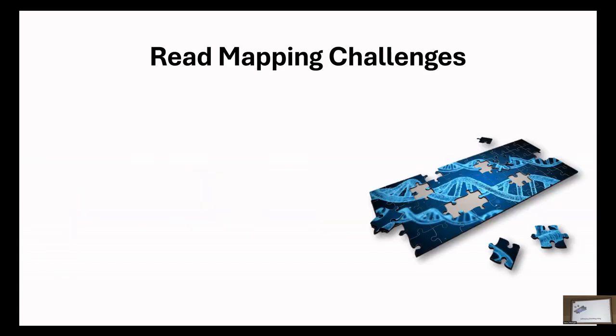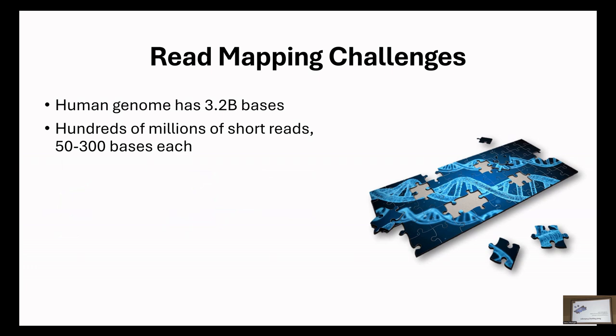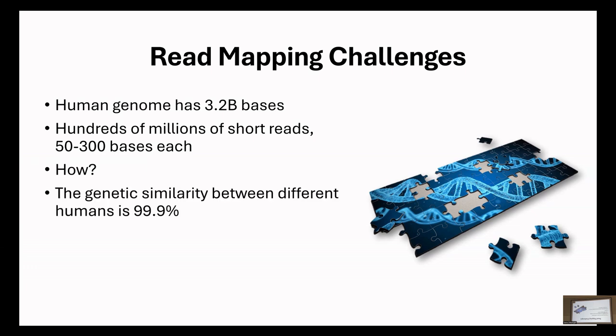What are the challenges of the read mapping process? The human genome has 3.2 billion bases, and we have hundreds of millions of short reads, which are 50 to 300 bases each. And we need to understand where each read came from. How are we going to do that? Luckily, the genetic similarity between different humans is 99.9%. So we can use a reference genome, which is kind of the average genome of every human being, and then use it to understand where each read came from.